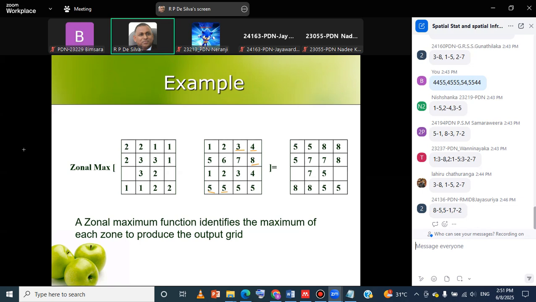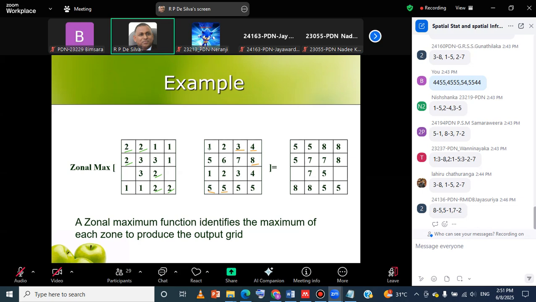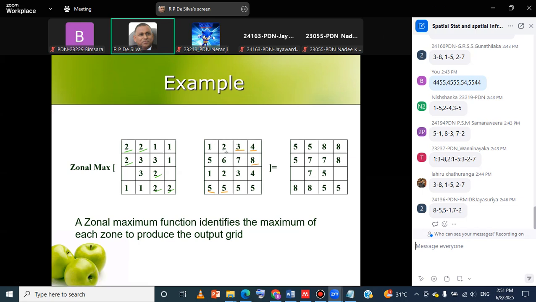If you look at zone 2, this is zone 2, this is zone 2, this is zone 2, this is zone 2, this is zone 2, this is zone 2. When you look at these values, minimum is 1, and maximum in the zone is 5. So the range is 5 minus 1, 4.